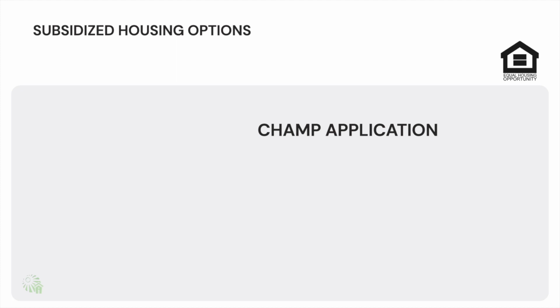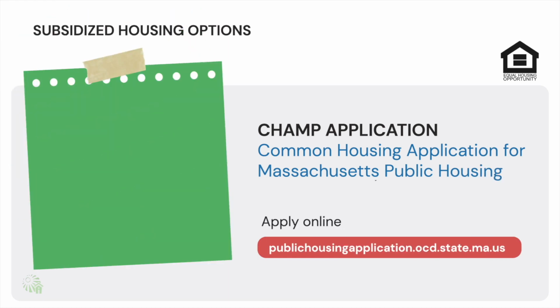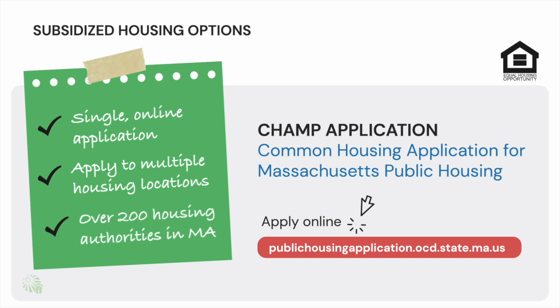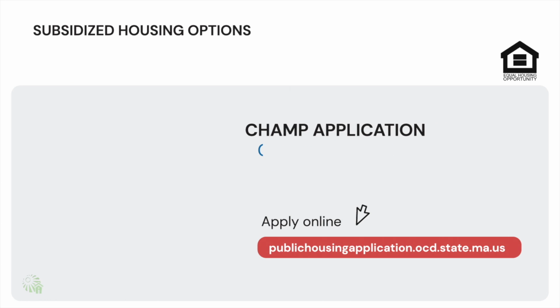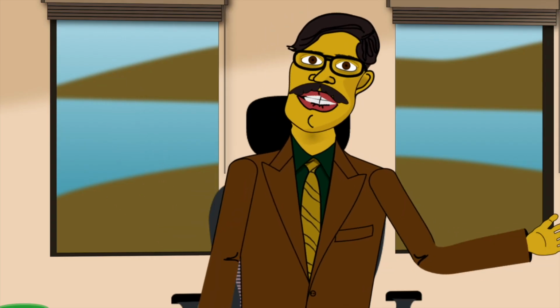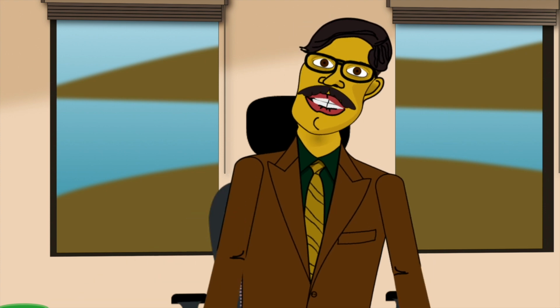First up, the CHAMP application. CHAMP stands for the Common Housing Application for Massachusetts Public Housing. It's a single online application and can be used for most Massachusetts public housing agencies like individual town housing authorities. With this single application, you can apply to multiple different housing locations, and there are over 240 housing authorities in Massachusetts. Having a single list for the state is how public housing entities can coordinate their offerings to applicants, meaning they can find housing for individuals and families more efficiently.